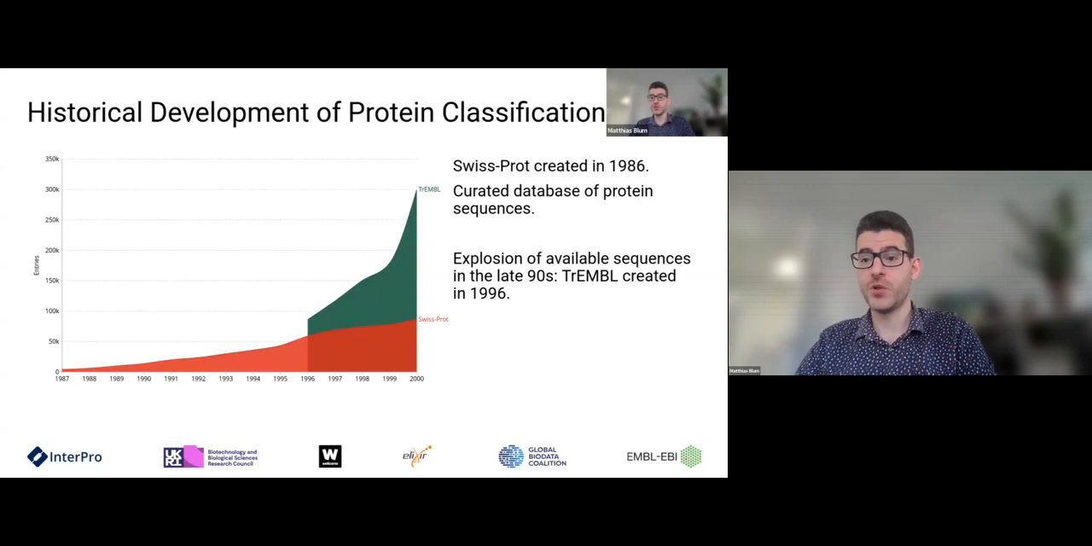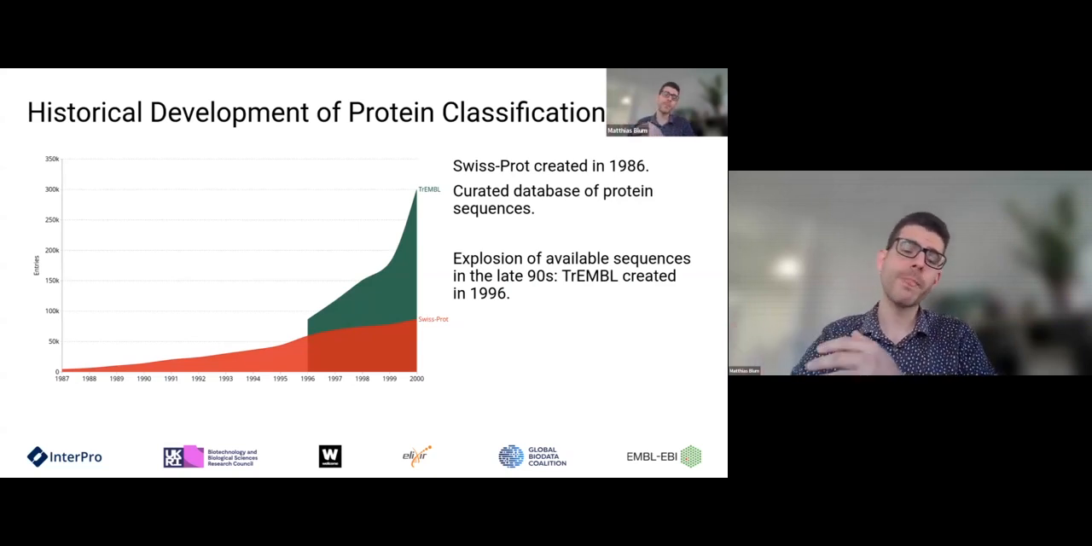But as sequencing technology advanced, the number of protein sequences available for researchers exploded. It exploded so much that it became impossible to annotate and incorporate all new sequences into Swiss-Prot. This is why almost 30 years ago, TrEMBL was created to make these new sequences available as fast as possible, even with few or no annotations, until they were properly annotated and added to Swiss-Prot.